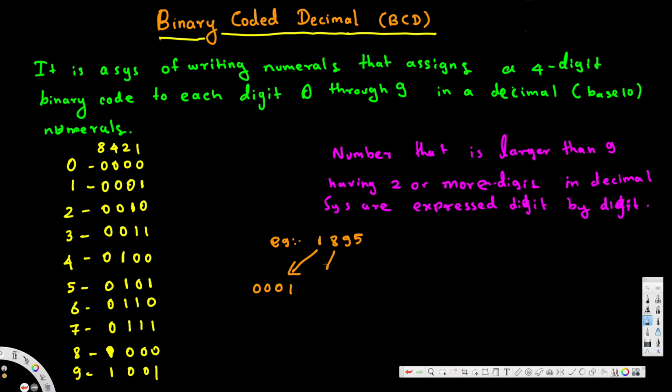And for 8, what is the binary coded decimal? We have to have an 8, others are going to be 0. So this is going to be just 1, 0, 0, 0. And for 9, we had to have an 8 and also a 1. So this is going to be 1, 0, 0, 1. And for 5, we are going to have a 4 and also a 1. So this is going to be just 0, 1, 0, 1. And this is the binary coded decimal representation of this decimal number, and that's how we do this kind of problems.